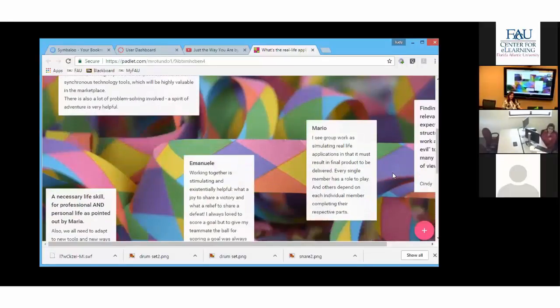Absolutely. So Mario, you want to wrap it up on this page for us? Yes, I like Emanuele's analogy as well of having a victory at the end in this soccer thing. I was thinking mostly in terms of software engineering, where there is a product to be delivered at the end. There is a deliverable, and every single member has a different role to play. Right. And if they don't play their roles effectively, then there will be no final product.